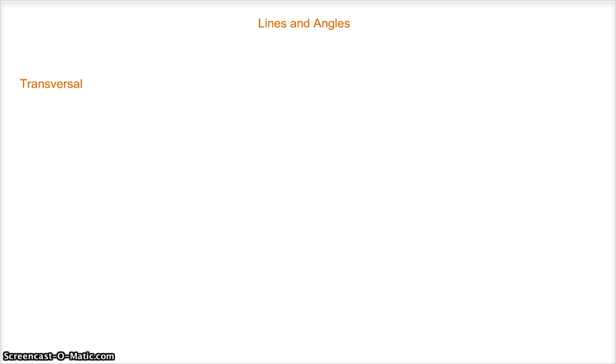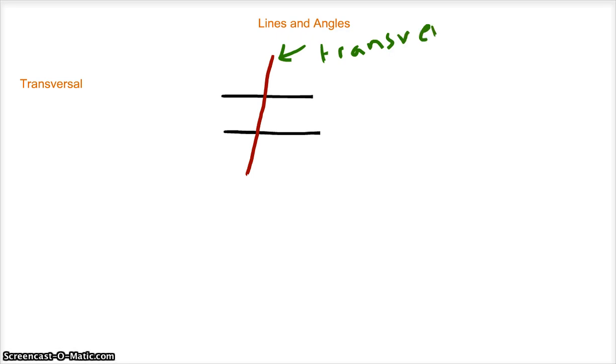So if you needed to draw a picture underneath the definition, if I had two coplanar lines, those are two coplanar lines that are on the same plane. And then I had a line that crosses both of them at two different points. That is my transversal. So this red line here would be my transversal. Okay. The black line can't be a transversal because it only crosses one line. The other black line can't be a transversal because it only crosses one line.